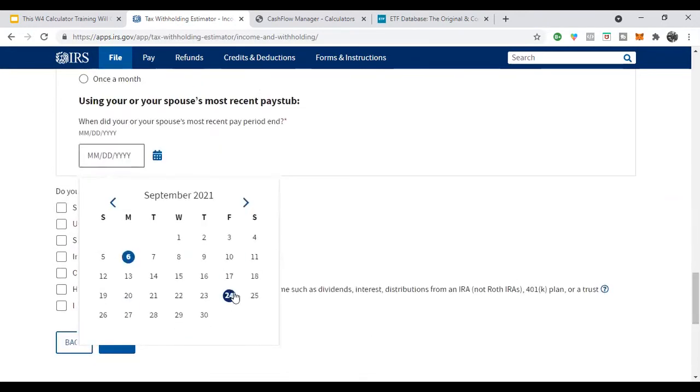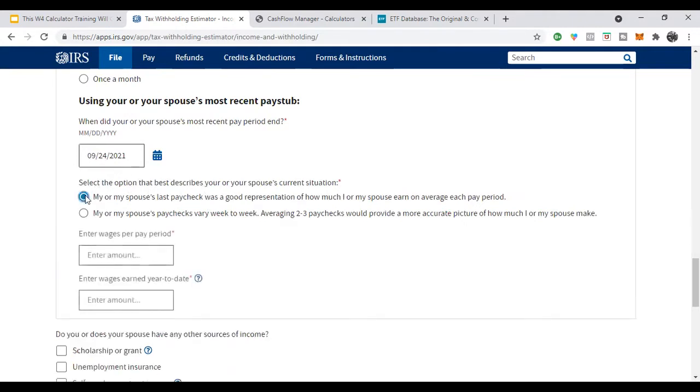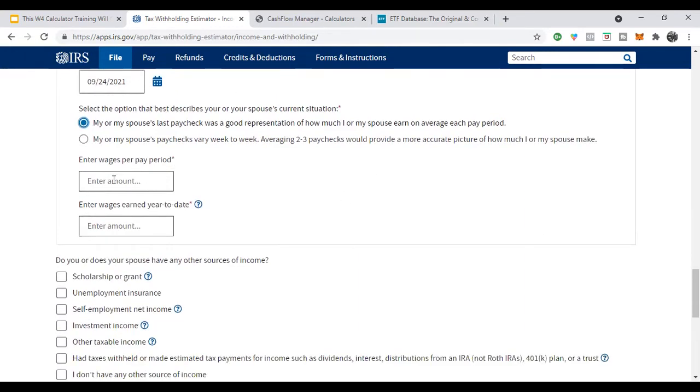We're gonna do the same thing, right? The last Friday in September. Do you or does your spouse have any other sources? Oh, I skipped. Select the option that best describes you or your spouse's current situation. We're gonna go with: me and my spouse's last paycheck was a good representation of how much I or my spouse earn on average each pay period. Wages per pay period, we're going with. All right, wages per pay period.